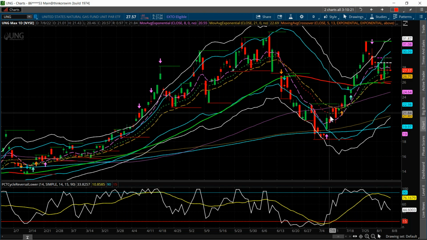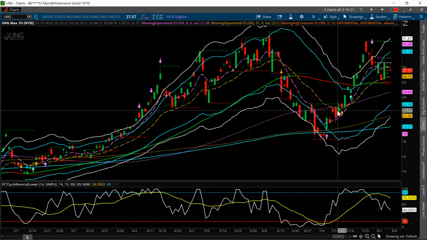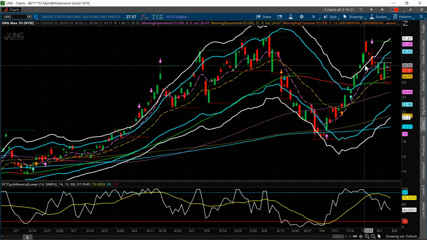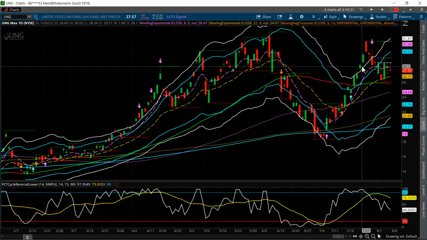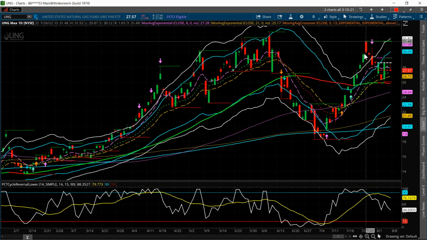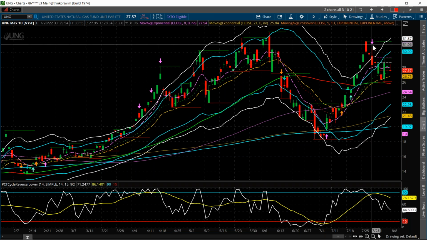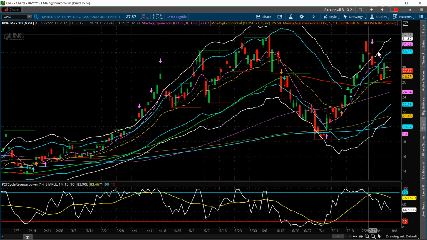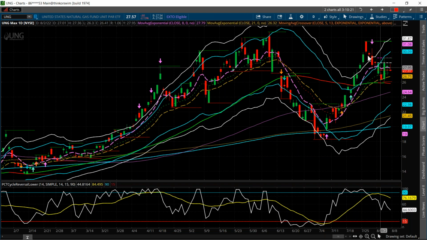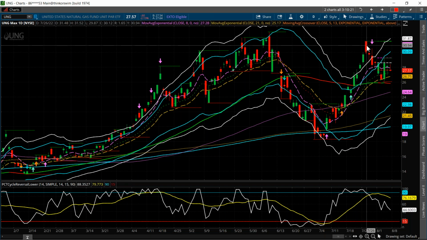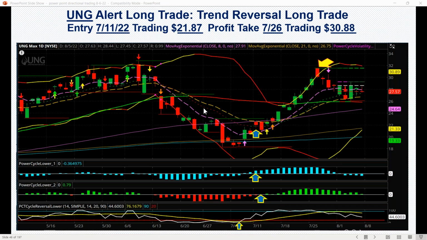So here's where we got in, right here on the 11th, right there. And then see how extended it got? Man, that just ripped through the 3 ATR. When I saw that, I said get out, and sure enough, look at that. 2 days later, cycle reversal here, and it's pulled back. Not a huge pullback, but it pulled back. So we almost timed it. Well, actually, we did time it perfectly. So that was UNG, just to give you a trade example there.